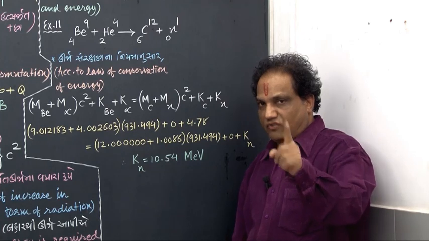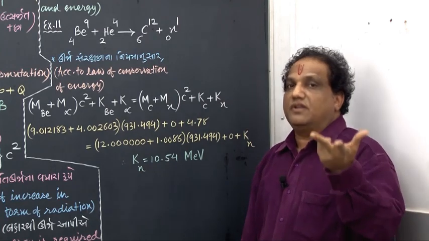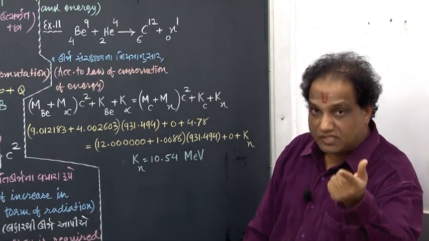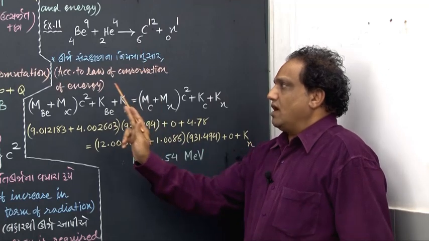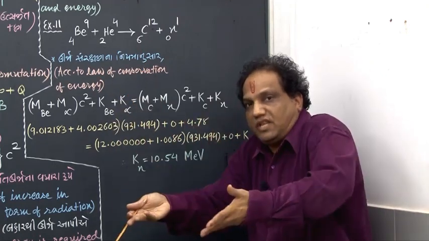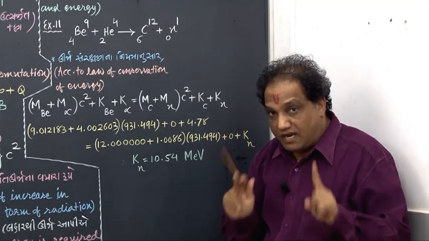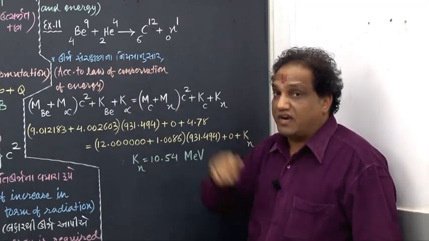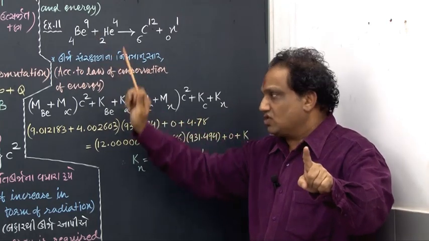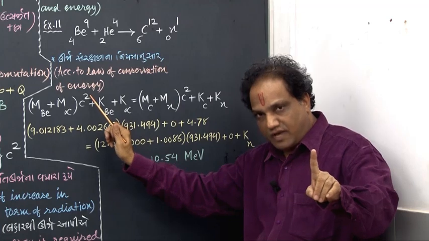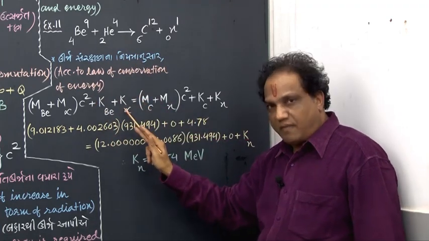Remember, in the law of conservation of energy, now we are going to include mass equivalent energy. Energy equivalent to mass, that also should be included here. Then according to this law, whatever is initial energy, same should be final energy. Now let us find out energy equivalent to mass of reactants. For that, you should find out total mass of reactants multiplied by C square plus kinetic energy of beryllium plus kinetic energy of alpha particle.